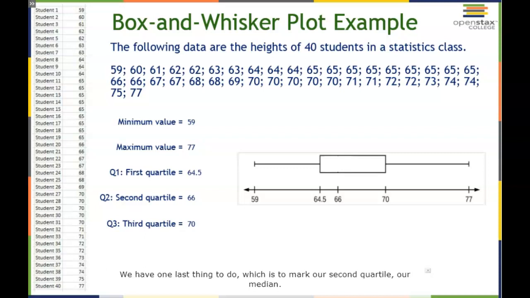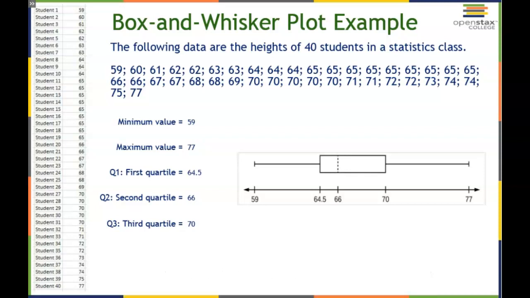We have one last thing to do, which is to mark our second quartile, our median. And how we're going to do that is connect the top and bottom of our box with a dashed line at 66. That's how you create a box and whisker plot.